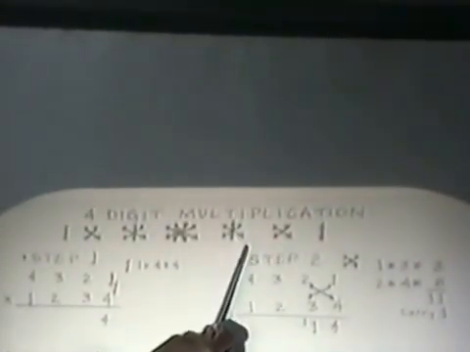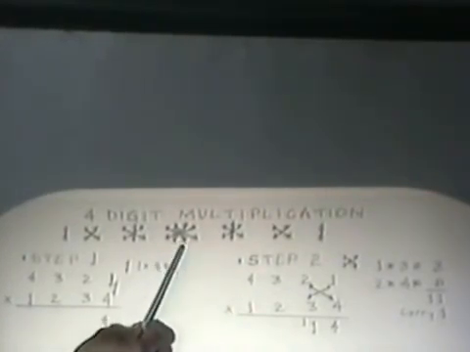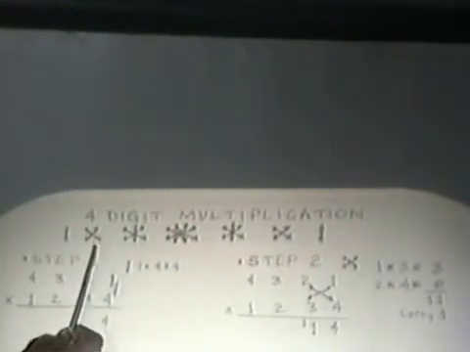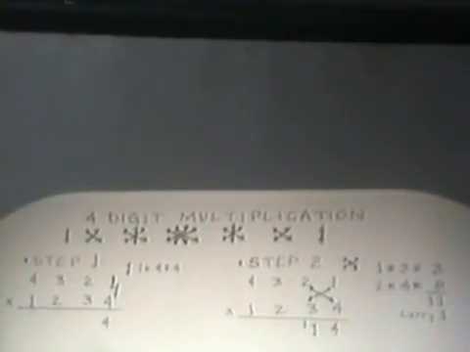We have vertical, cross multiply. Cross multiply and vertical, double cross. Double cross multiply. Cross multiply and vertical, cross multiply and vertical. As you can see in 4-digit multiplication, what we have is the double cross.